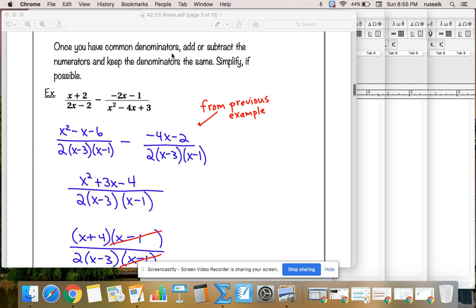Once you have common denominators, you can go ahead and add or subtract the tops, depending on what's in between. And then we keep our common denominator the same. As always, you want to simplify your answer if possible.